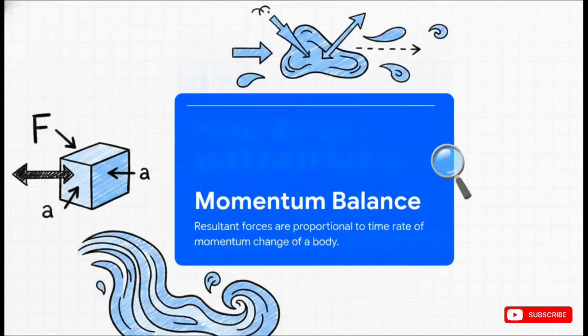We all know Newton's second law, right? Force equals mass times acceleration. Well, in fluid mechanics, we translate this into the momentum balance. It states that the resultant of all forces acting on a body is proportional to the time rate of momentum change of the body. Let's put that in plain English. If you have unbalanced forces acting on a fluid, they are going to cause changes in how that fluid moves. It's either going to accelerate or decelerate.